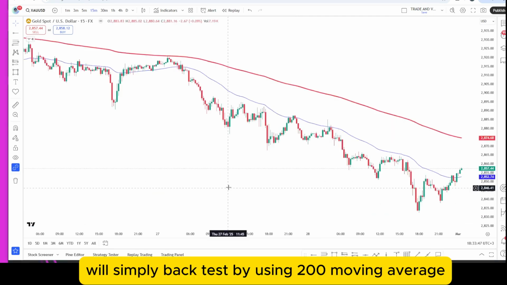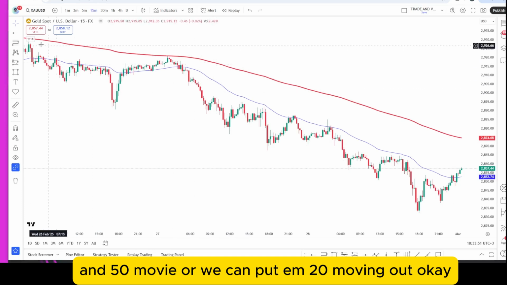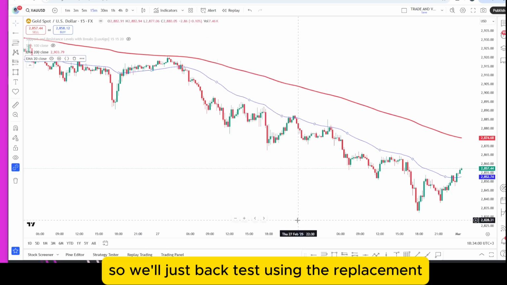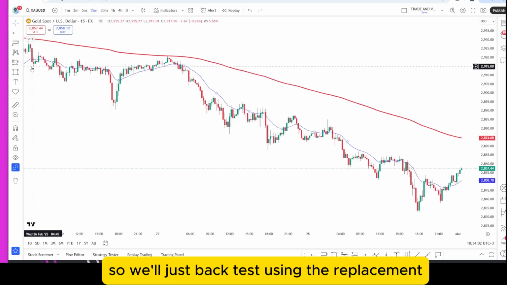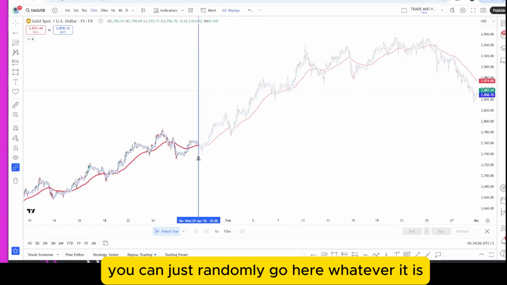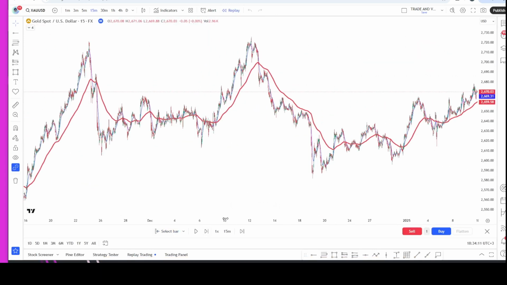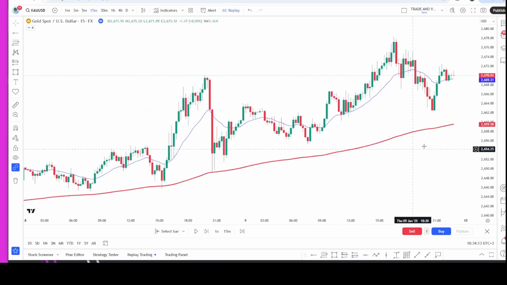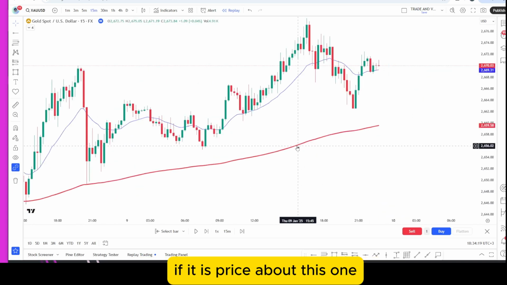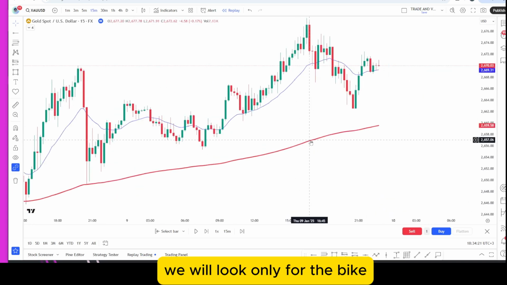We'll simply backtest using the 200 moving average and the 50 moving average, or we can put the EMA 20. We will just backtest using the replay mode. We can randomly go wherever it is. Okay, fine, what are our rules? For this long term 200 moving average, if price is above this one, we will look only for buys.